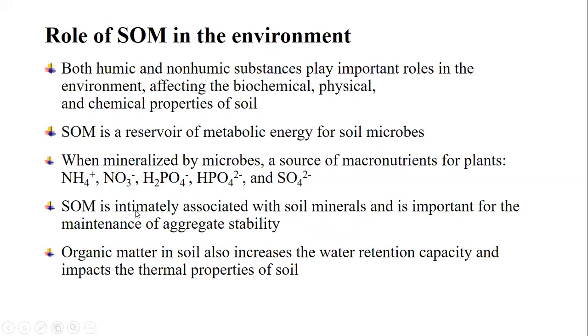It is intimately in very close contact with soil minerals, especially the silicate clay minerals and the oxides, and is important for the maintenance of aggregate stability. The structure of the soil has to form, and one of the best stabilizing components of the aggregates of soil structure is the soil organic matter. It's not only a stabilizer; for creating these aggregates, soil organic matter is very vital.